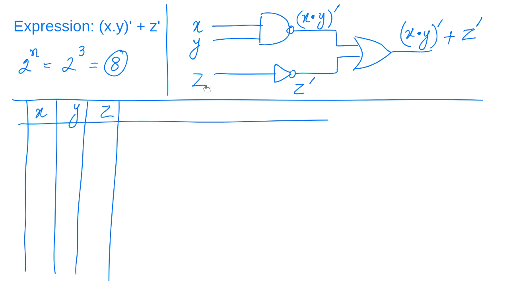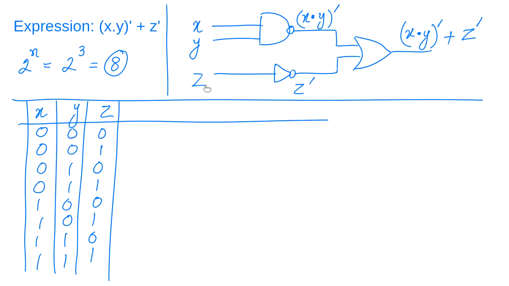I gave you a tip for quickly filling out the truth table. For the third column, which is the Z input, you just fill it like 0, 1, 0, 1, 0, 1, 0, 1. So there are 8 now. And for the Y, you fill out 0, 0, 1, 1, 0, 0, 1, 1. And for the first one, you fill out four zeros followed by four ones. That will make up your three input combinations. In total it will be eight.